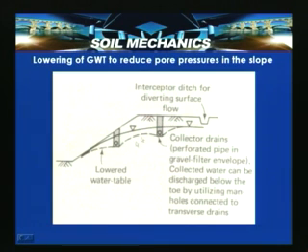So, when the water table is kept under control, the pore water pressures within the slope are under control, so that effective stresses are maintained. With that, the slope stability increases. So, lowering of the groundwater table to reduce the pore water pressure in the slope is another option, which is done through surface interceptor ditches or collector drains within the slopes.